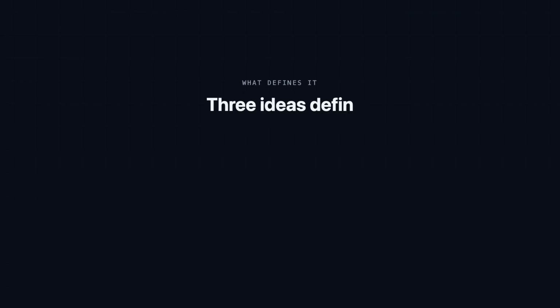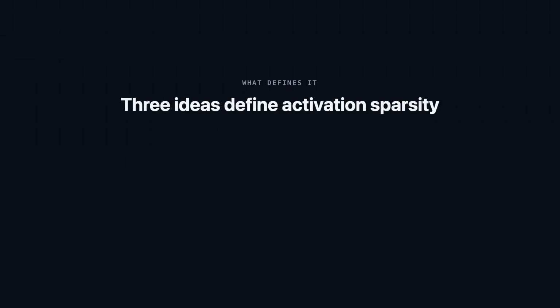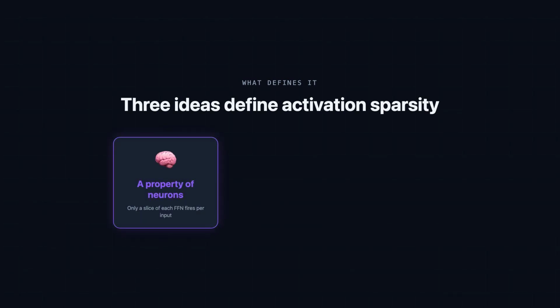Strip it back, and 3 ideas define activation sparsity. This is fundamentally a claim about neurons, not weights. For any single input, only a slice of each feed-forward layer meaningfully activates, while the rest sit near zero. ReLU-style activations create this naturally by clamping negatives to exact zero. Modern models using SiLU, GELU, or SwiGLU rarely hit exact zero, but a large share of their activations still land close enough to treat as inactive.